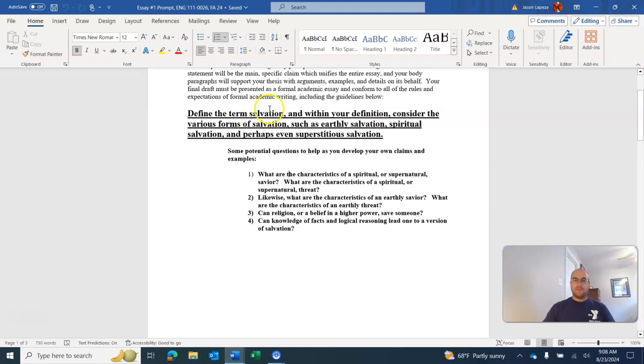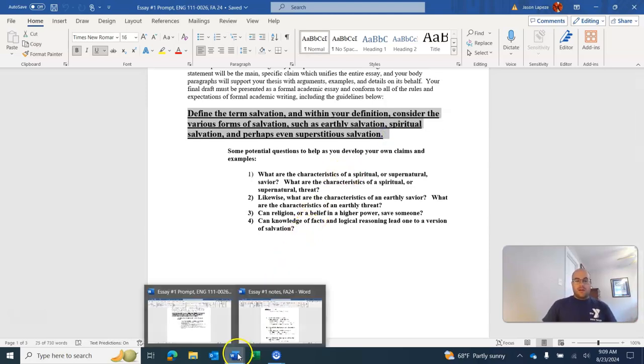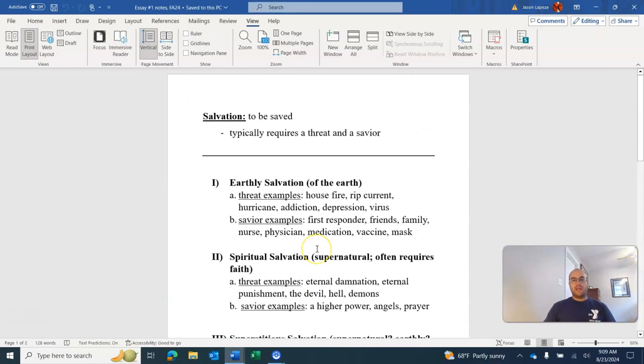The prompt right here: define salvation, and then consider various forms such as earthly, spiritual, and superstitious. So I wrote some notes on another document, and I'll post these. These will be posted with this video. And this is where I would get started. If you're going to define a term, start with the very simplest, most basic definition of what the term means. So salvation basically means to be saved. It's an act of being saved. That's what an act of salvation is.